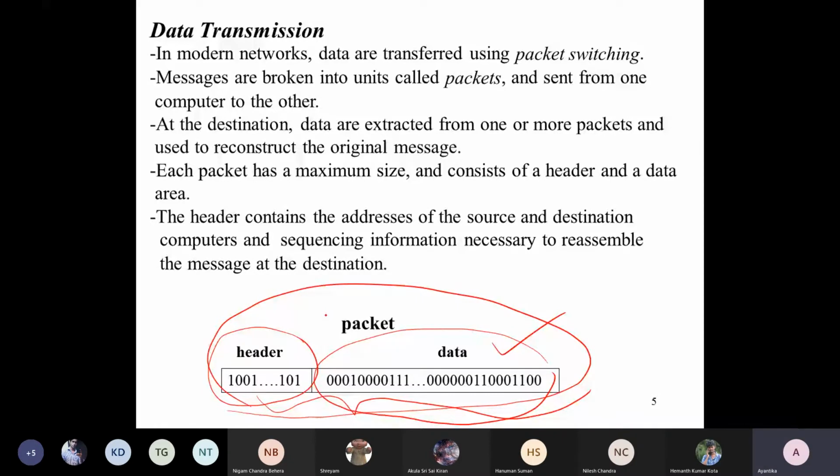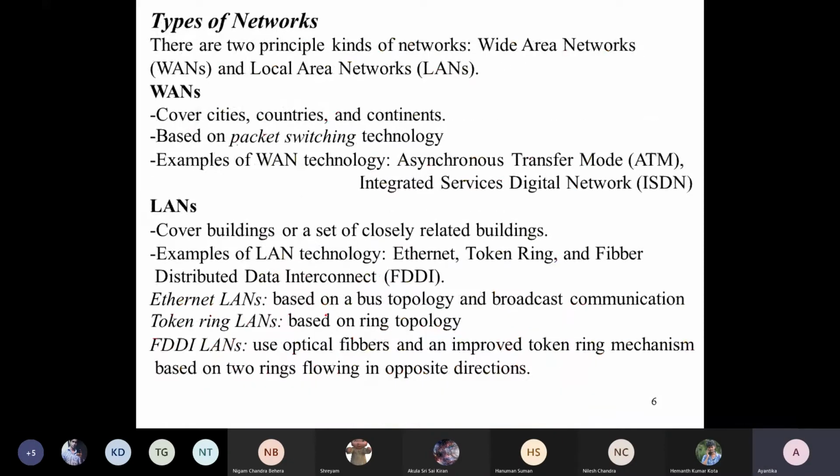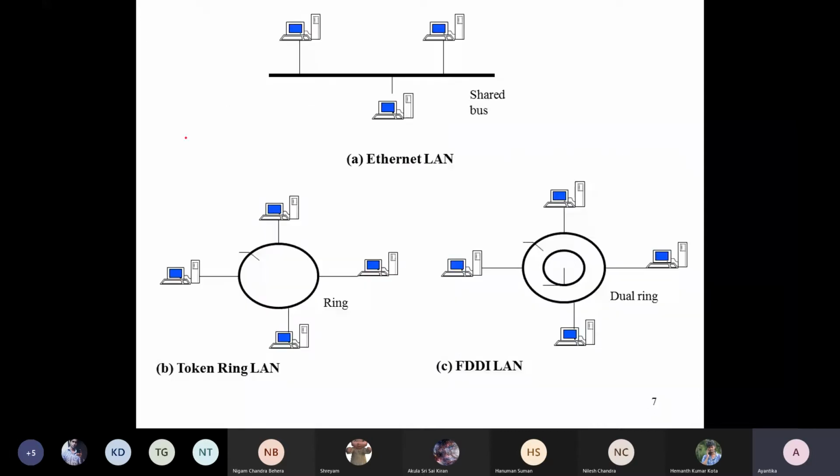Then come the types of networks. Of course, you know that if some networks are closely related, we can call them LAN. And if the communication is in a wider range, covering cities, countries, etc., we talk about WANs, wide area networks. So these are the basic concepts of types of networks.